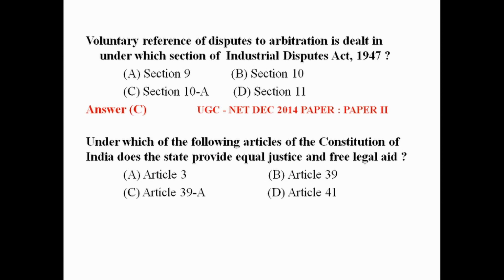Next question. Under which of the following articles of the Constitution of India does the state provide equal justice and free legal aid? Options: option A Article 3, option B Article 39, option C Article 39A and option D Article 41. Question. Under which of the following articles of the Constitution of India does the state provide equal justice and free legal aid? The answer is option C, Article 39A.